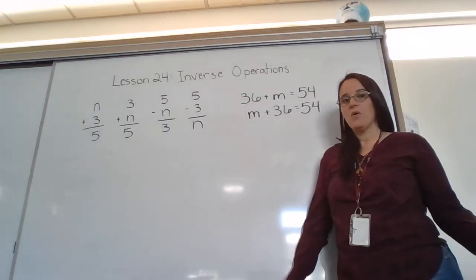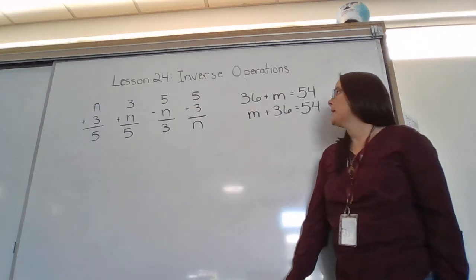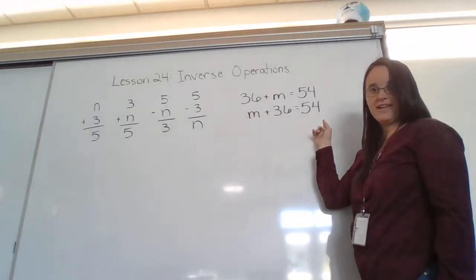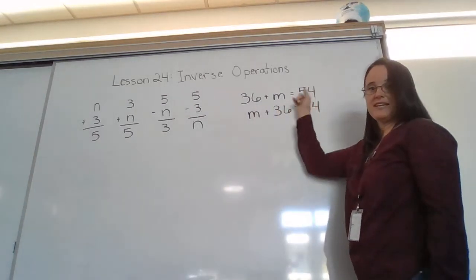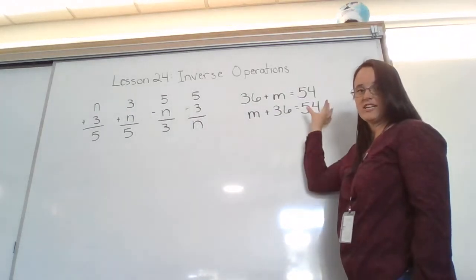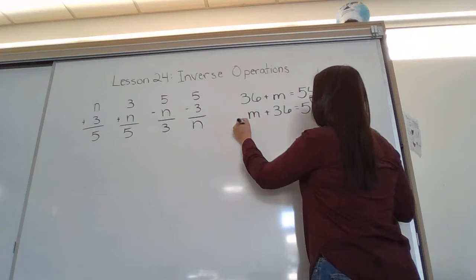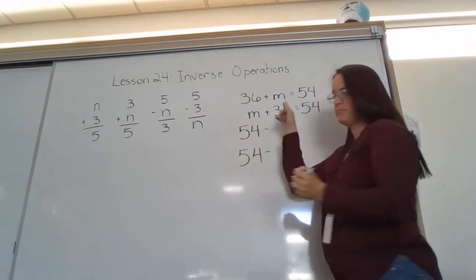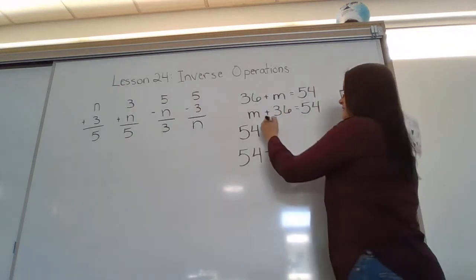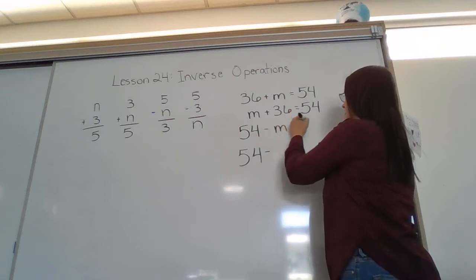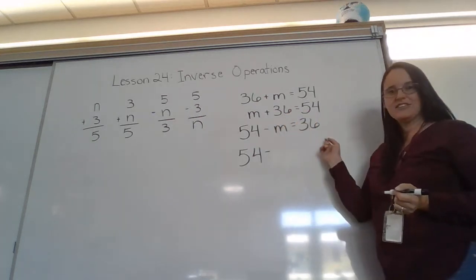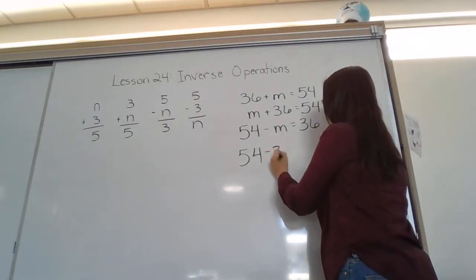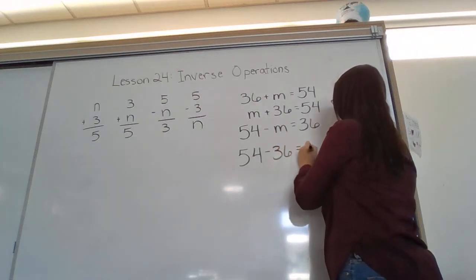So now I have to think, what about my subtraction problems? Well, the big number has to be 54, right? Because in addition, my big number is the answer. In subtraction, I take that big number and I move it up to the beginning. So I should have 54 minus something and 54 minus something to complete my fact family here. So I can do 54 minus m equals 36. That's still not terribly helpful to be able to find m. Or I can do 54 minus 36 equals m.